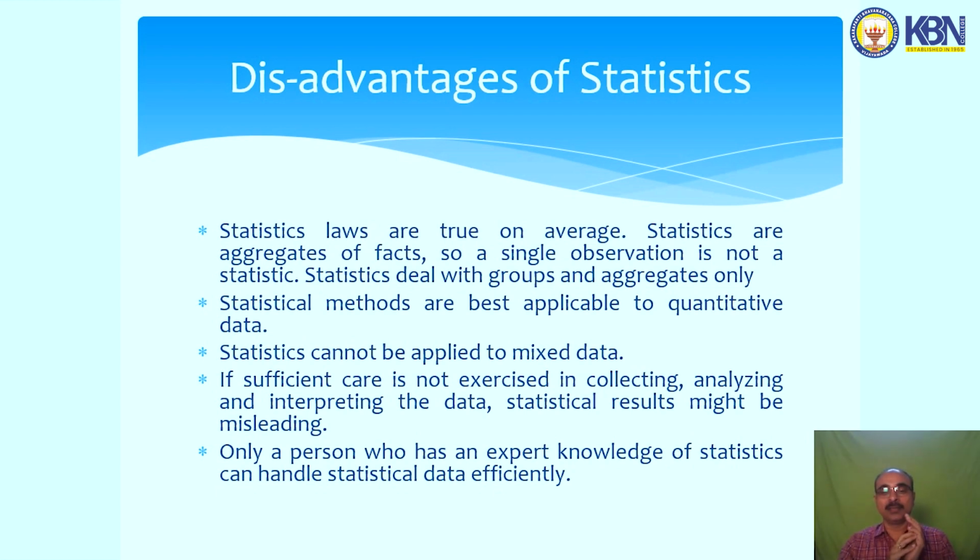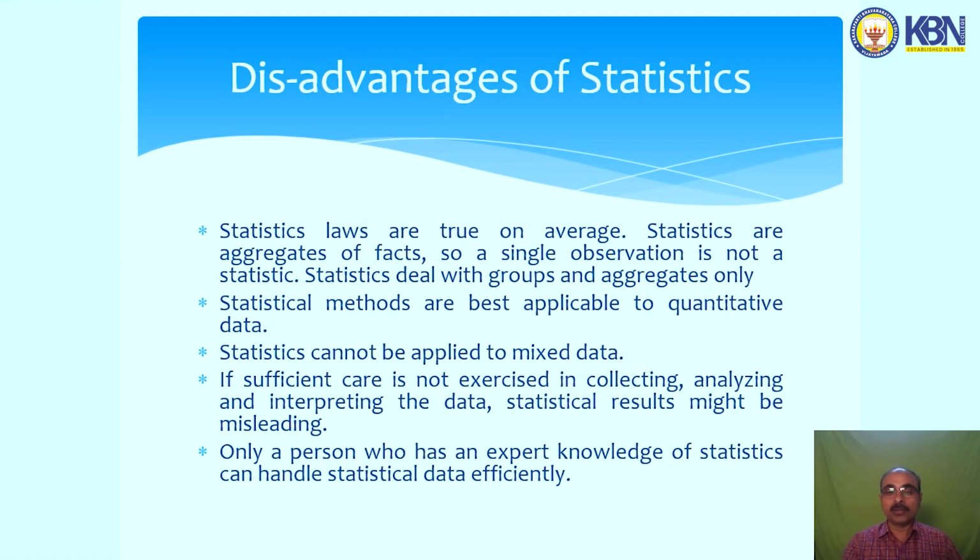Next and last one. Only a person who has expert knowledge of statistics can handle the statistical data efficiently. This explanation is already covered in the previous point. The person who is taking the data must have expert knowledge. Then only the data will be exact. Then only the result will ultimately be correct. And the decisions taken on that particular result will automatically be correct. These are the disadvantages of statistics.